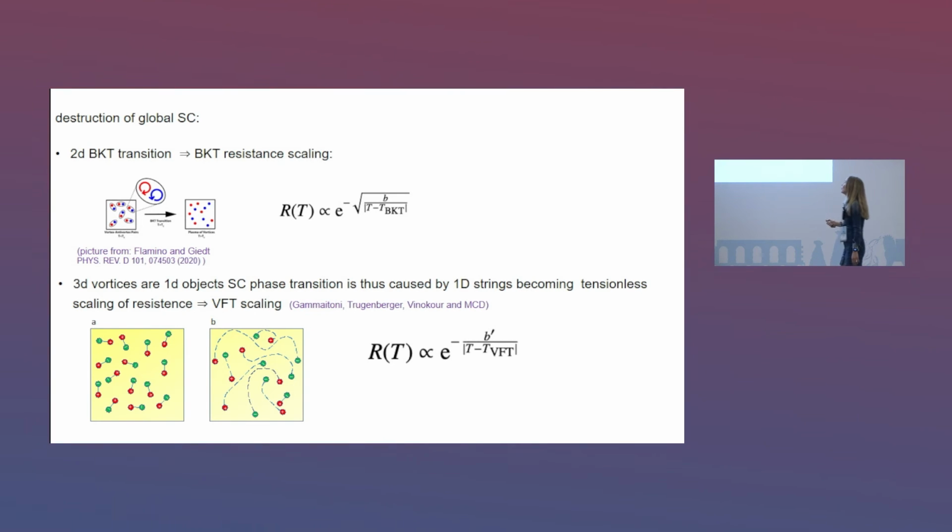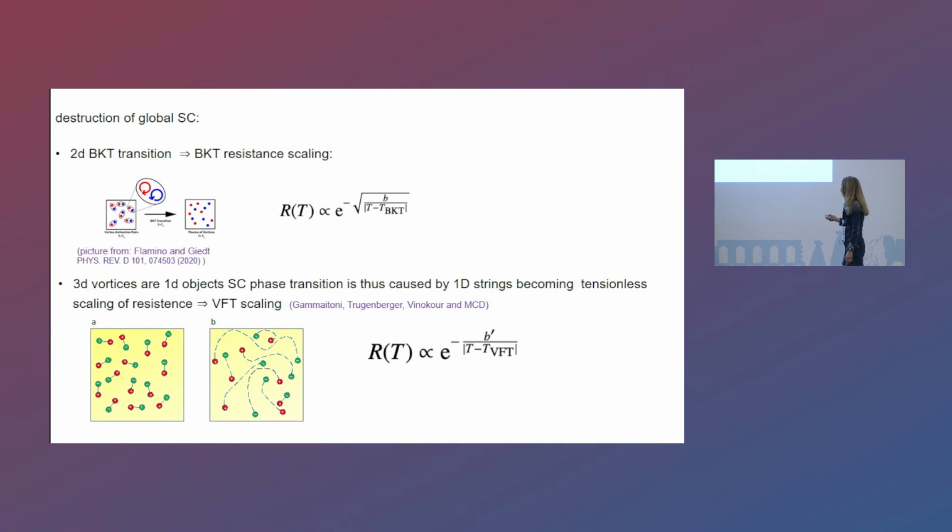The transition is given, as I told you, by the proliferation of vortices. In 2 dimensions, I have a BKT transition, the liberation of vortices, and the scaling that I will have for the resistance is given by this expression. If I play the same game in 3+1 dimensions, the analog is the vortex as a string, and the string has a tension. So the analog of this transition is the fact that this string becomes tensionless. And the scaling of the resistance in this case has been computed in collaboration with Luca Gammaitoni, Carlo Trugenberger, and Valery Vinokur. This is the scaling that you get, and this has the same form as the Vogel-Fulcher-Tammann transition. So this is the new scaling that we have.